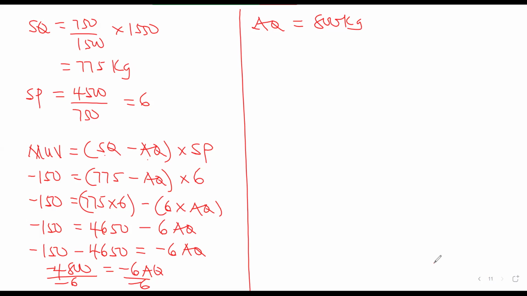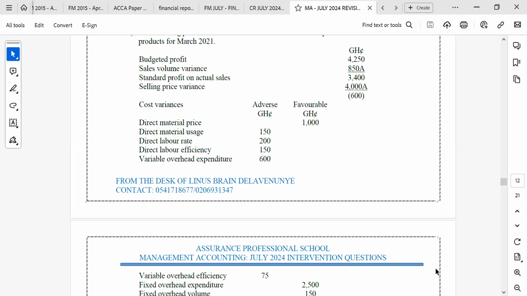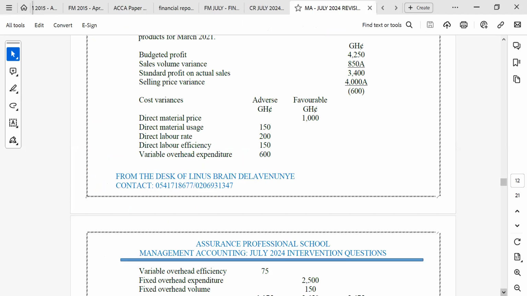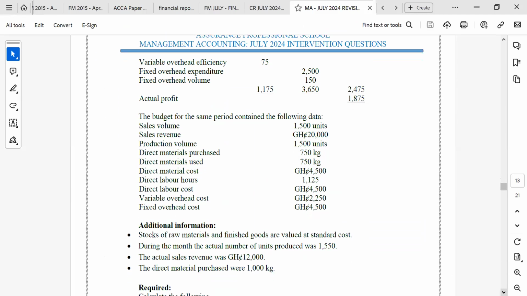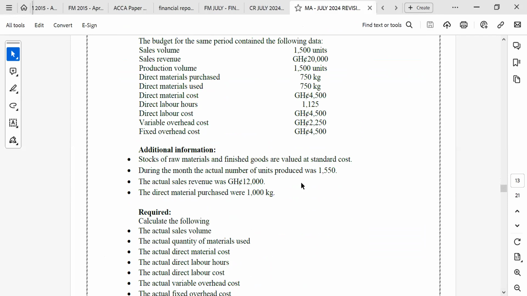The standard. Okay. So the question did not ask you to find the actual quantity per unit. Sometimes they can ask you the actual quantity per unit. How do we calculate the actual quantity per unit? It will be the 800 divided by the actual production level. So 800 divided by 1550. That will give you 0.15. But they are not asking you that. They say actual quantity of material used. We are done with that.